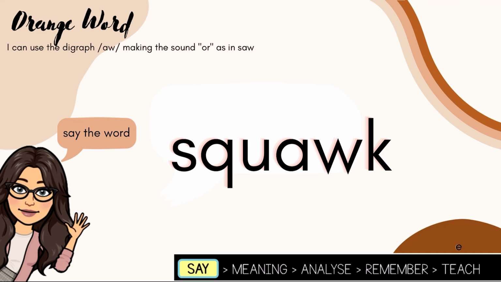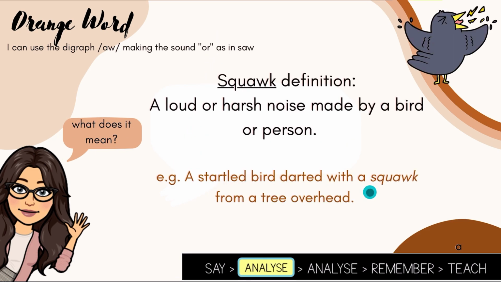Okay, back to learning. The next word we will be looking at today is the word squawk. Now, squawk is from the orange word column, and again we can see the AW digraph is making the OR sound in squawk. Okay, squawk means a loud or harsh noise made by a bird or person.